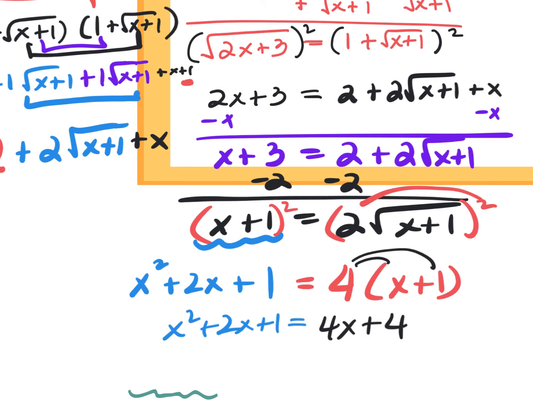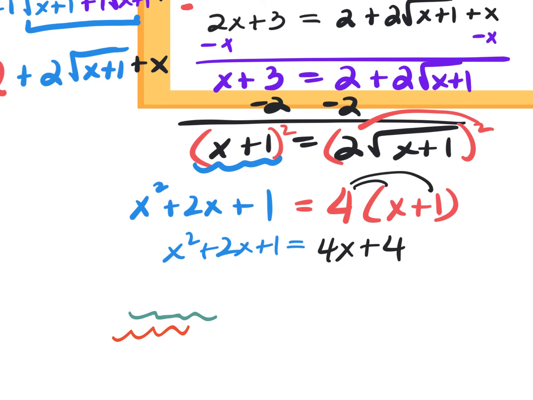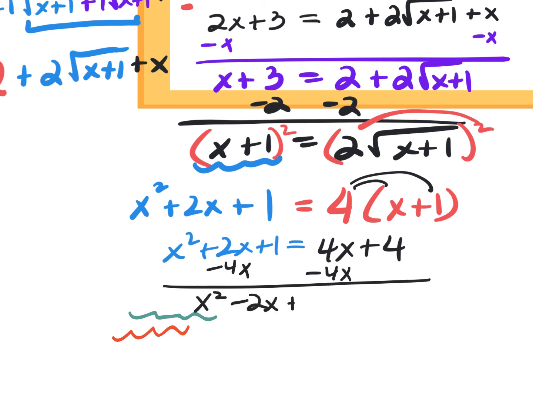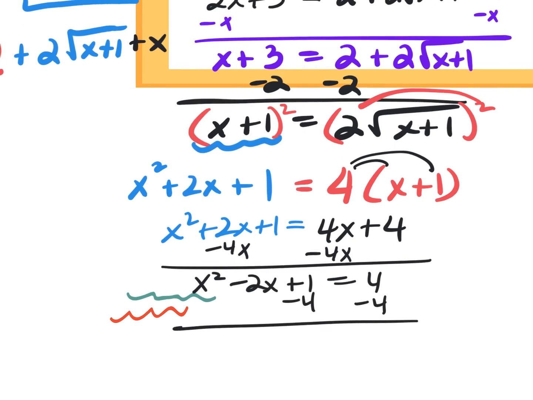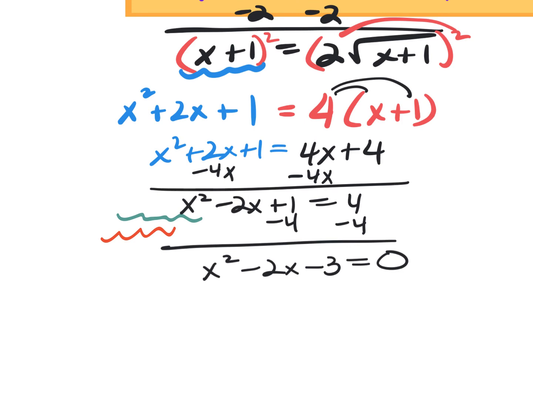And now I need to get it in standard form. So I need to subtract the 4x. And I get x squared minus 2x plus 1. Move the 4. And now I have a quadratic equation that I can either factor, use the quadratic formula, or complete the square. Again, this is nice and easy to factor. Factors of -3 that give me -2: -3 and +1.